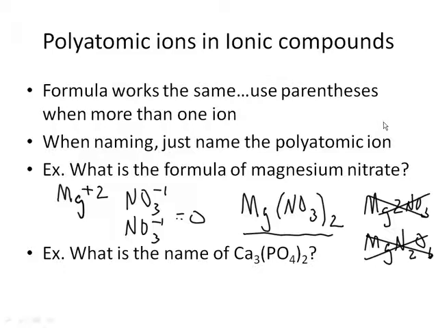So then our second example down here says, what is the name of Ca3(PO4)2? Well, do we have a fixed charge metal? Yes, we do. Calcium is an alkaline earth metal, has a fixed charge. So that means we're just going to name the metal and then the name of our anion, which in this case is a polyatomic ion. And up here we said that when we name, we just name the polyatomic ion. So PO4 with a -3 charge is the phosphate ion. So therefore the name of this is just calcium phosphate. And again, spelling counts, so make sure you spell correctly.